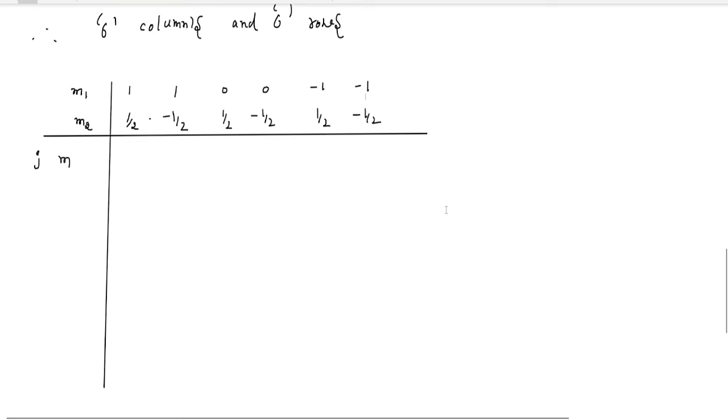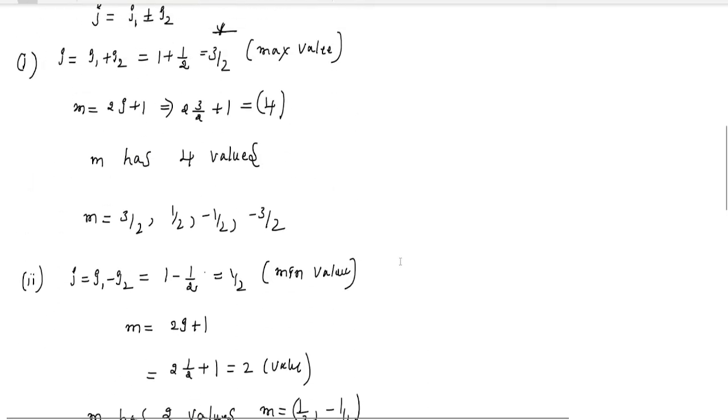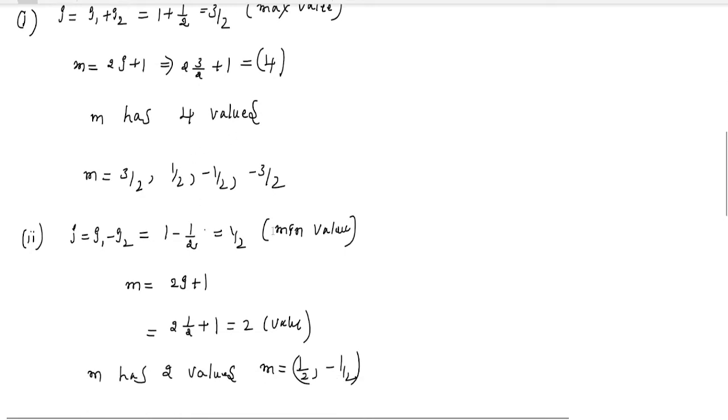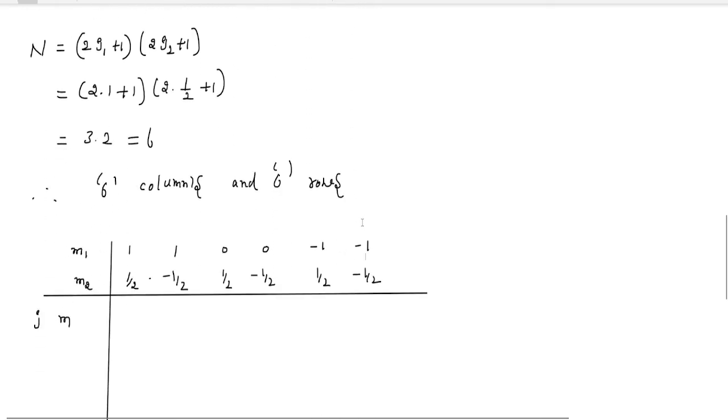So like that, here the j value is also there. What is the j value here? And the j minimum and maximum values. The j maximum values are 3 by 2, 1 divided by 2, minus 1 divided by 2, 3 by 2, right? And the minimum value is 1 divided by 2, 1 divided by 2. These are the 4, the 6.